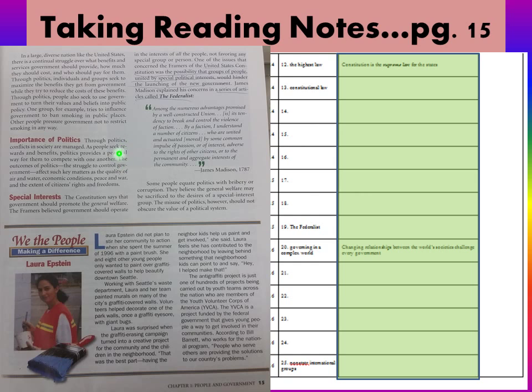So this is a basic paragraph. It starts out with your topic sentence. Then it gives 2 details to describe the topic sentence. So you just need to put the topic sentence, which is through politics, conflicts in society are managed. You can put that for number 17, importance of politics. So if I asked you, what is the importance of politics? You would tell me, conflicts in society are managed. That is how politics is important.